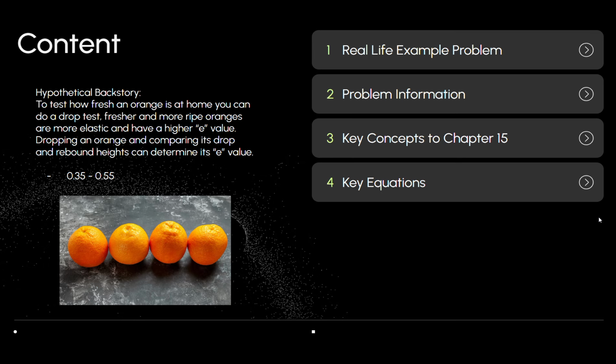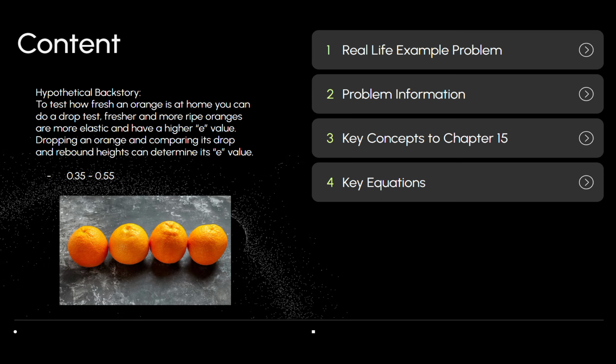The backstory of this problem is that in order to test how fresh an orange is at home, you can simply do a drop test. The fresher, more ripe an orange is, the more elastic it is, and the higher E value it will have. So by dropping an orange, recording its drop height and its bounce back up height, you can determine its E value.